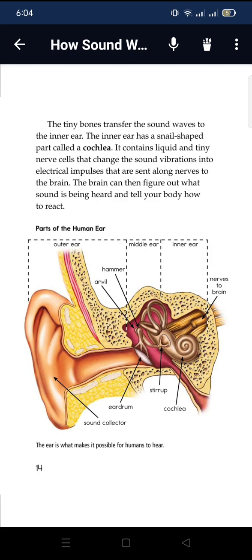The tiny bones transfer the sound wave to the inner ear. The inner ear has a narrow shape called the cochlea. It contains liquid, and nerve cells change the vibration to electrical impulses that are sent along the nerve to the brain. The brain can figure out what sound is being heard and tell the body how to react.